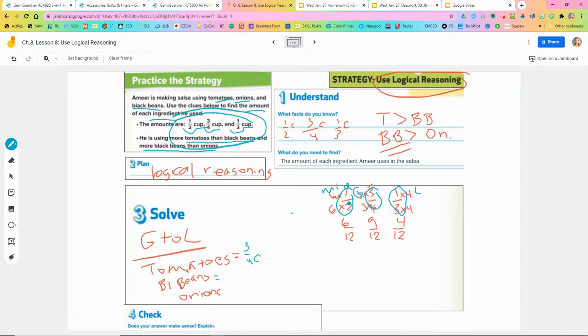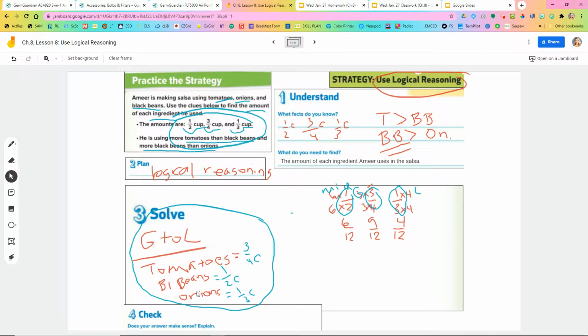My middle amount for black beans is going to be that 1/2 of a cup. And then my onions is going to be that smallest amount, which is 1/3 of a cup. So there is my answer. And like I said, I couldn't just put the fractions and then put the ingredients. I have to match them up. And then we're going to check.